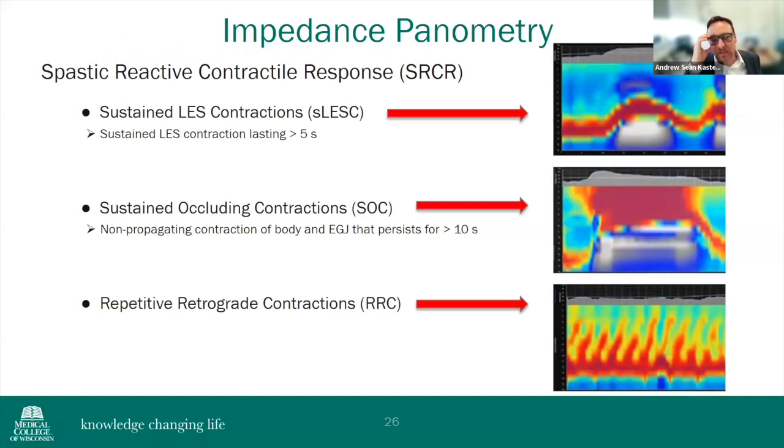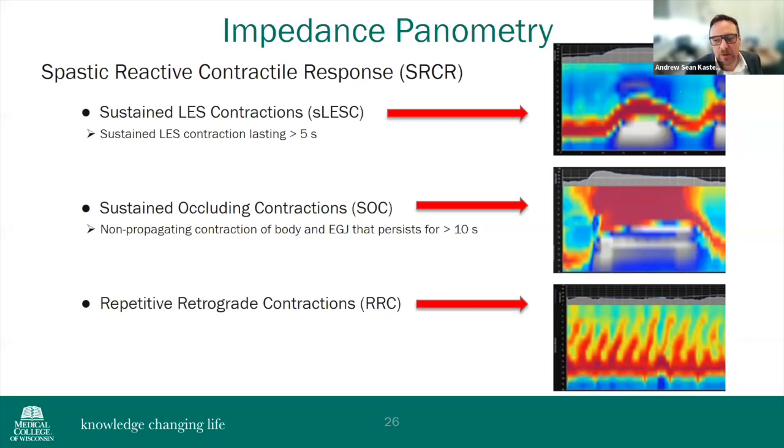And then there are the spastic reactive contractile responses, which come in a couple of versions. You have a sustained LES contraction, which is an LES contraction lasting greater than 5 seconds, which you see just to the right of it. A sustained occluding contraction is a non-propagating contraction of both the body and the esophagogastric junction that persists for greater than 10 seconds. And repetitive retrograde contractions are also considered a spastic reactive contractile response. You can see the contraction pattern there is going the wrong direction. It's retrograde.